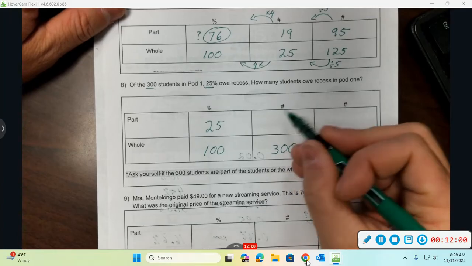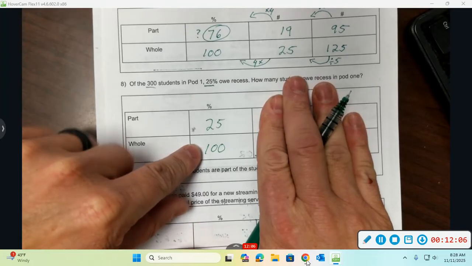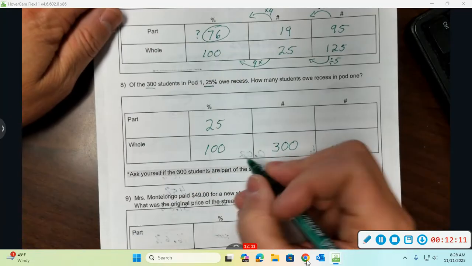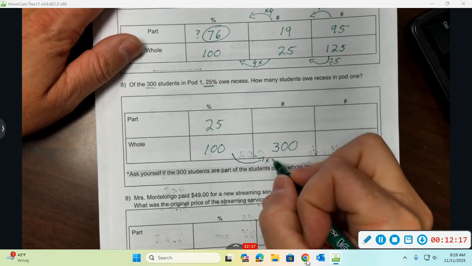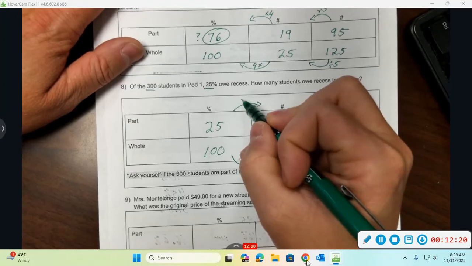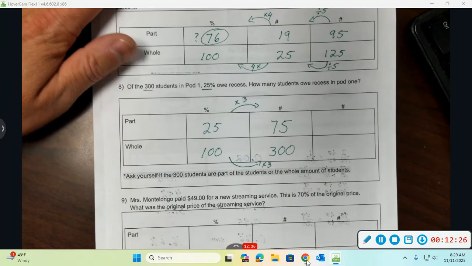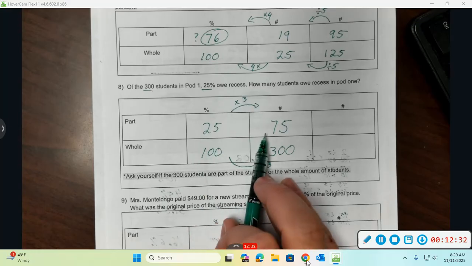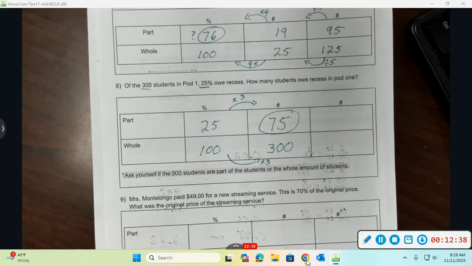And I'm looking for the part of students that owe recess. So I have this fraction, 25 over 100, and I want to make an equivalent fraction to something over 300. So to do that, I am going to do something to 100 to get 300. What am I going to do? Times it by 3. So what does that mean I do to 25? Times it by 3. So how many students owe the recess out of that pod? 75 students, not percent. The percent is 25%, but the number of students is 75. Okay? It's a lot of students. All right.